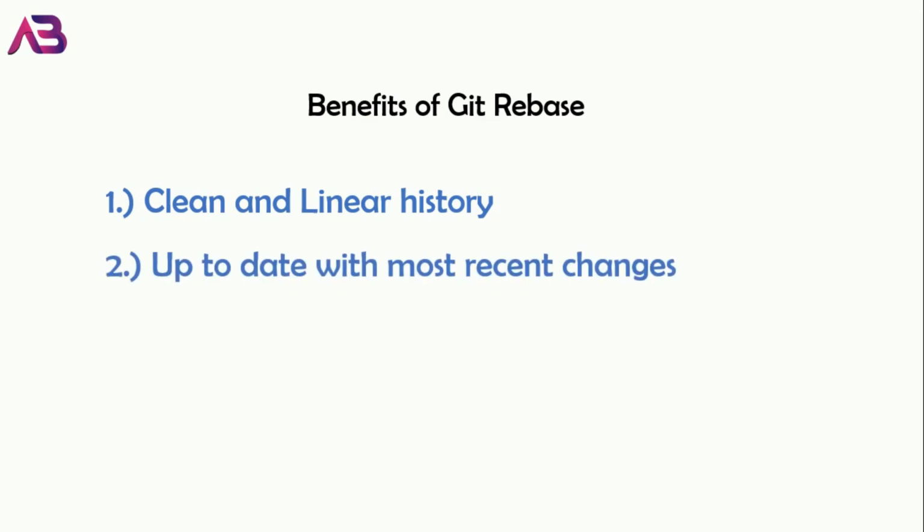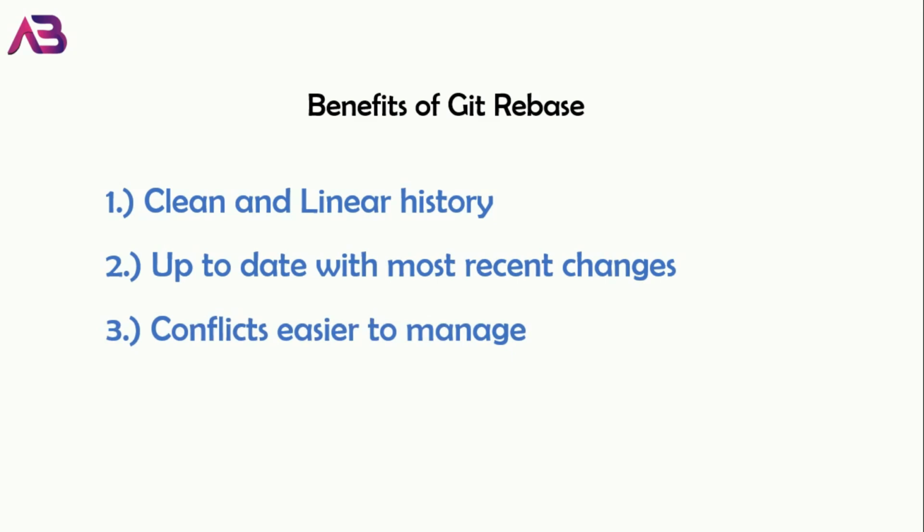Secondly, when you use Rebase, you are working on top of the latest commits from the main branch, which means your feature branch is always up to date with the most recent changes. Next, if you are regularly rebasing your feature branch onto the main branch, you can deal with conflicts a little at a time instead of all at once during a merge. This makes conflicts easier to manage. So these are the benefits of Git Rebase.